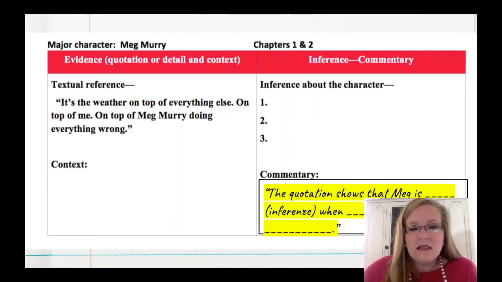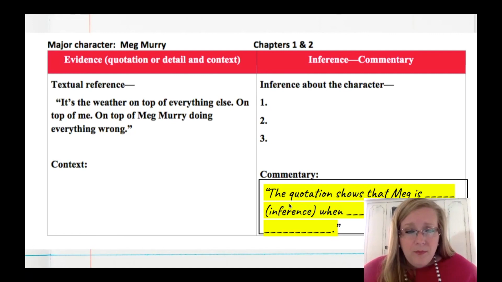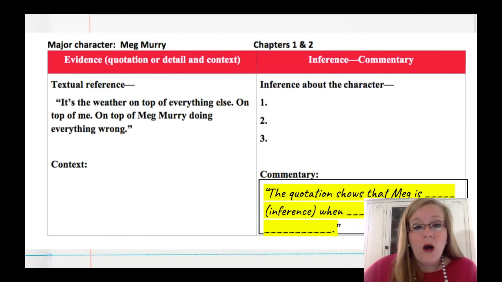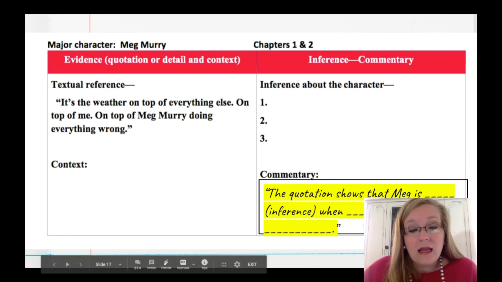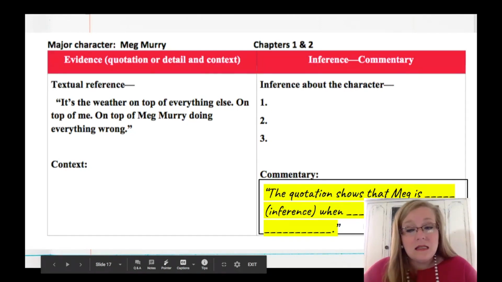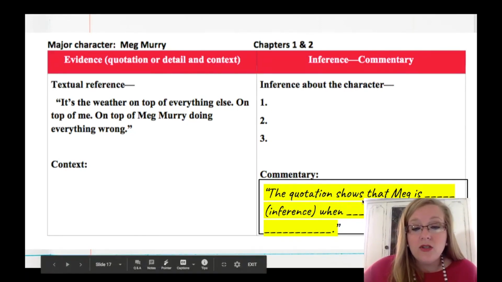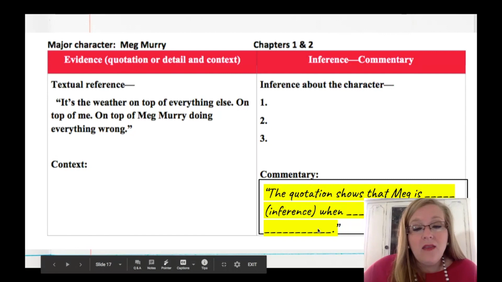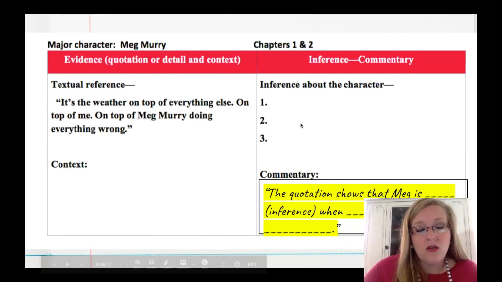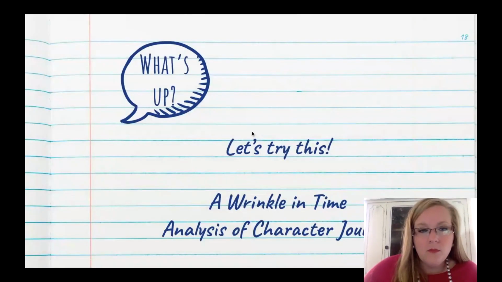All right, and then last is commentary. Commentary proves to be a little more difficult for the students because they have to put in their own words why this piece of evidence shows that the character is one of their inferences. So I think that providing this sentence stem for them, this quotation shows that Meg is blank, which would be one of your inferences, when blank, which is your context, because, and then they explain the connection between these two using their own words. So let's try it.